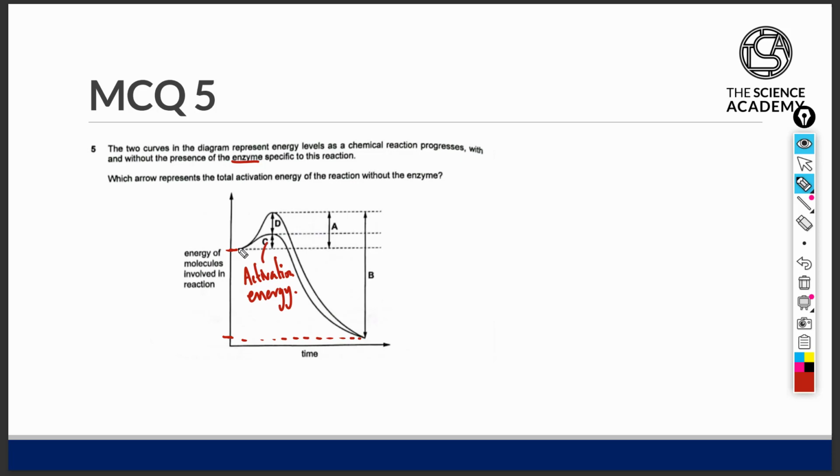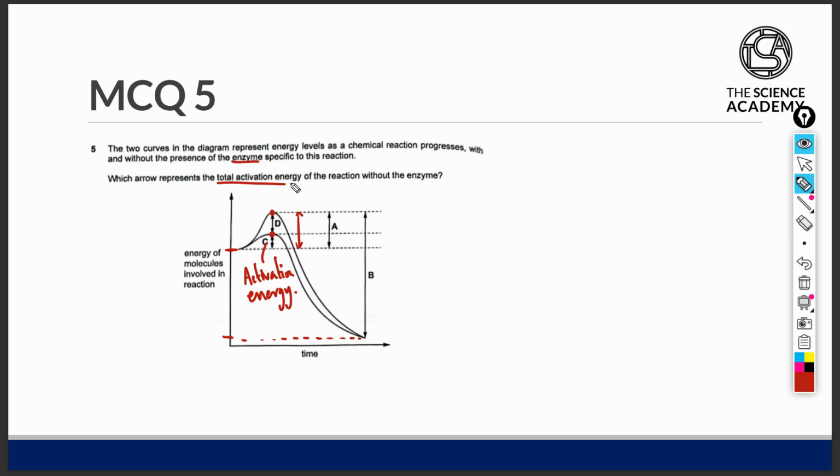Therefore, the initial height of the hump is this height from the energy level of the reactants to the peak of the first hump. And with the enzyme, this peak can be lowered to the new point here. The starting point is still remaining at the energy level of the reactants.